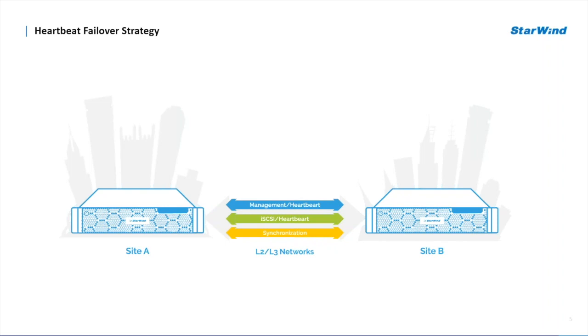And for the iSCSI and synchronization networks, we need at least a 1 gigabit network or higher. Of course, we recommend using 10 gigabit or higher bandwidth in order to avoid any bottlenecks on the network level. But of course, it depends on your particular scenario. Sometimes it becomes impossible to create a 10 gigabit network between the cities, so you can use only 1 gig or even less.